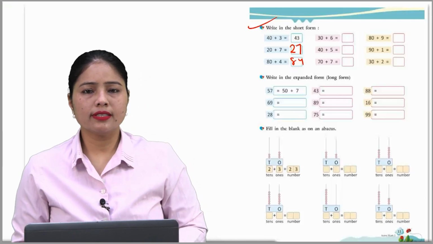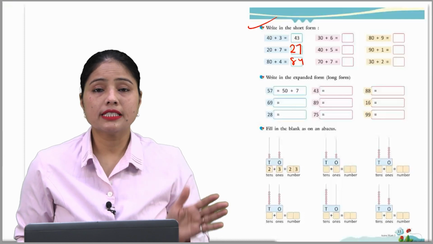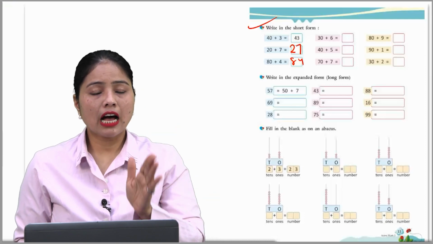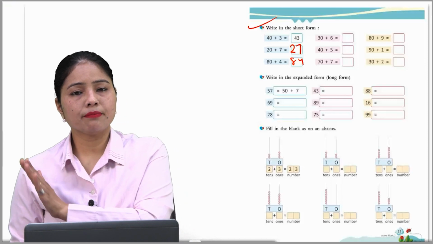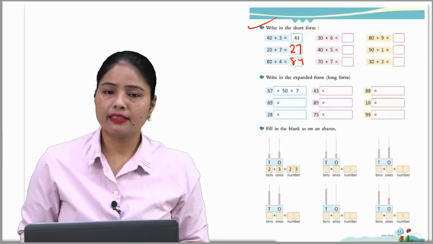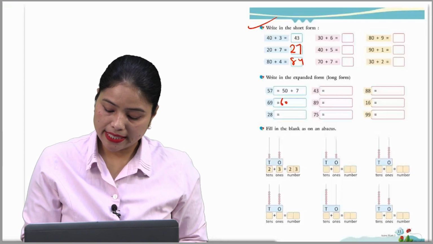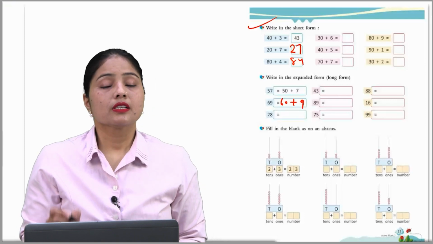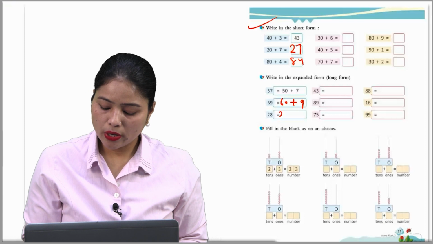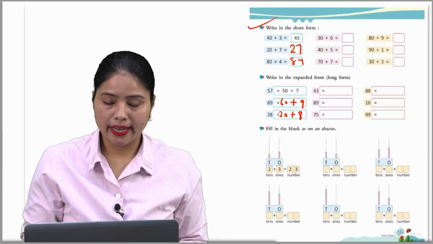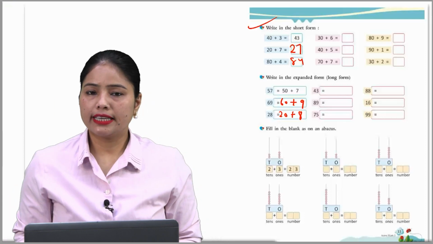So now next one is write in the expanded form, means long form. 57, how to make 57? 50 plus 7 makes number 57. Similarly 69, 60 plus 9 makes number 69. Similarly 28 beta, 20 plus 8, if you add 20 plus 8 you will get 28.